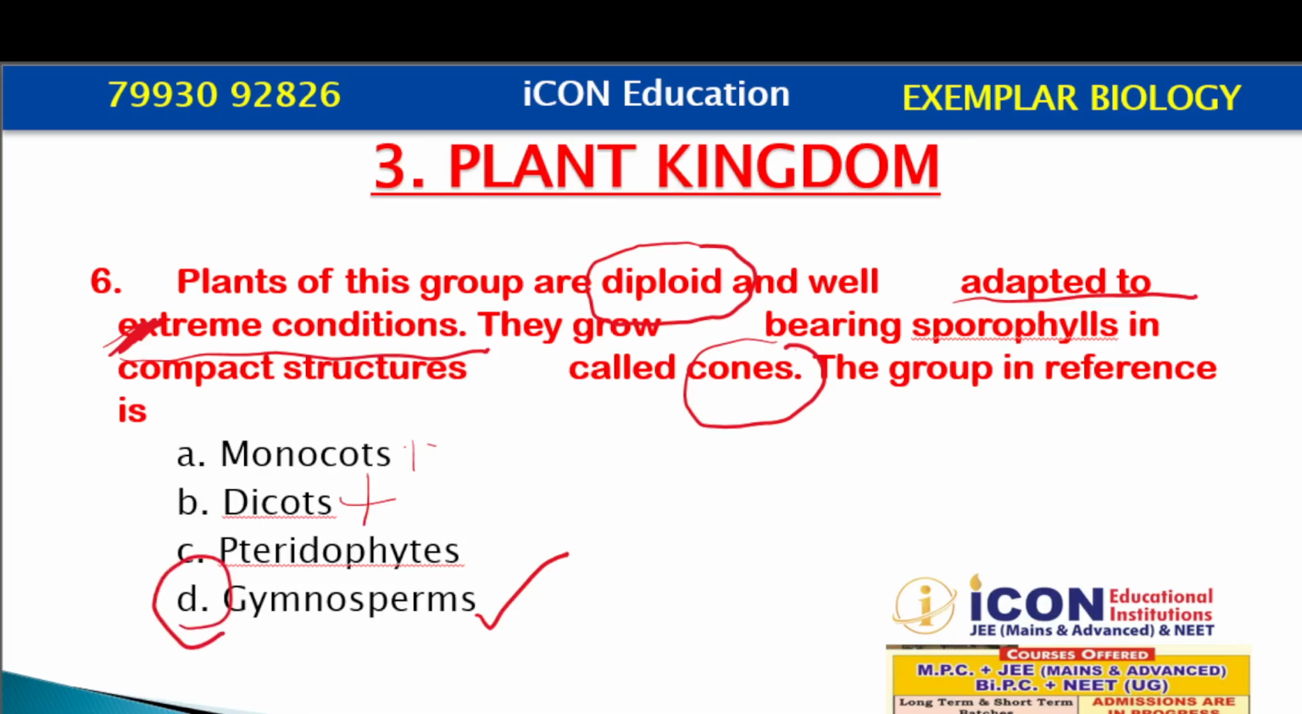Whenever you are answering, you have to choose the keyword from the question before you go to the options. If you select those keywords, automatically you can come to your answer, okay, and eliminate the wrong options.